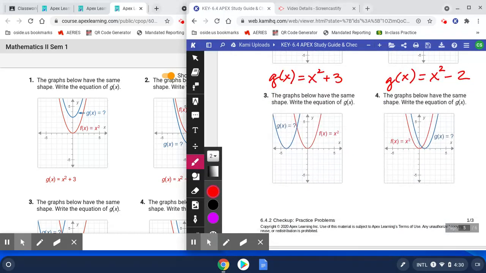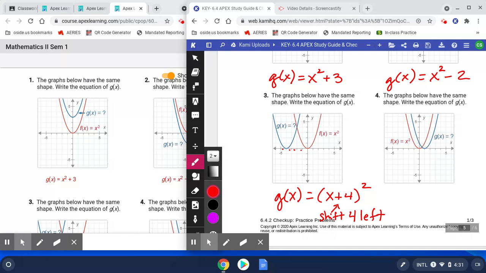This one has now been shifted left. It's shifted 1, 2, 3, 4 left. So this time we're going to say that g of x equals x plus 4 squared. Notice it did not shift up or down, so we could write plus 0, but we don't need to. And why is it x plus 4 again? Remember that a plus 4 in the equation is a shift 4 left on the graph. An x plus 4 means left 4.